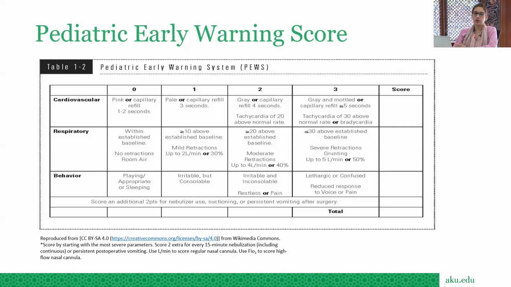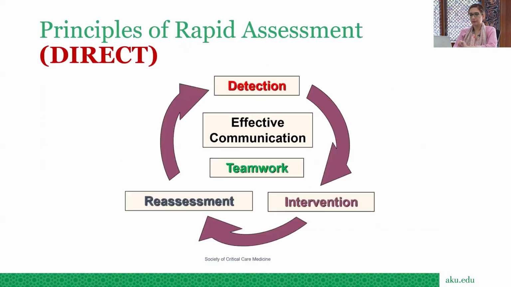And behavior, or the clinical neurological state, as most of us know, would be somewhere where a patient is irritable but consolable in stage 1. And if you're moving on to stage 2 of PEWS, that child may be irritable and inconsolable. And if you move on to 3, may be lethargic, confused, or even with an altered mental sensorium, and may have reduced response to voice or pain. So if you move across the spectrum from left to right, it's basically the worsening of the cardiovascular and the respiratory and behavioral status.